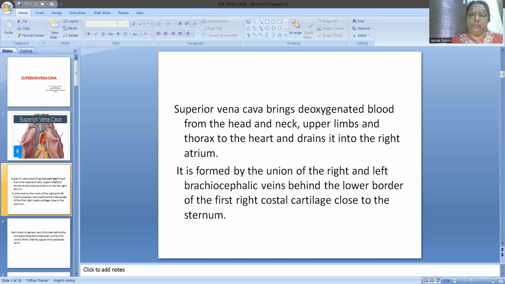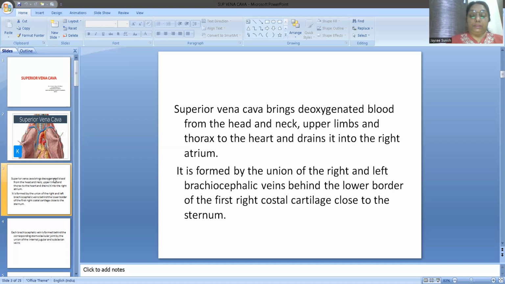The superior vena cava brings the deoxygenated blood from the head and neck, and also the upper limbs and thorax, to the heart, and drains it into the right atrium. So the deoxygenated blood is carried by the superior vena cava towards the right atrium of the heart. This is the main function of the superior vena cava.